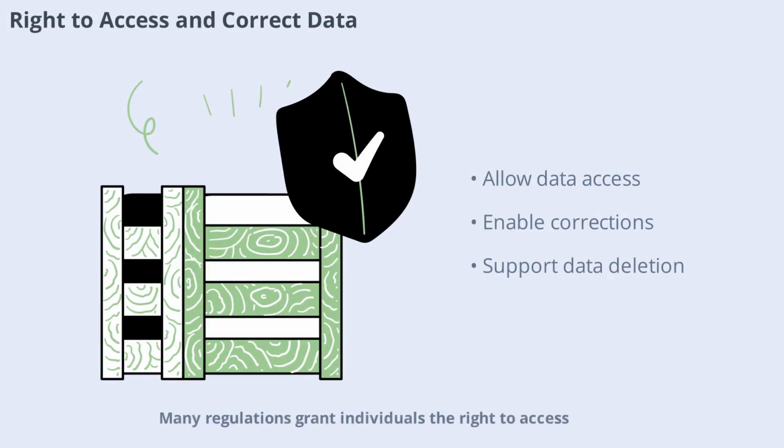New regulations grant individuals the right to access their personal data and request corrections if it's inaccurate. Organizations must provide users with a way to view, update, or delete their information upon request. This transparency helps build trust and ensures that data remains accurate and up to date. Failing to honor these rights can result in regulatory penalties and reputational harm.